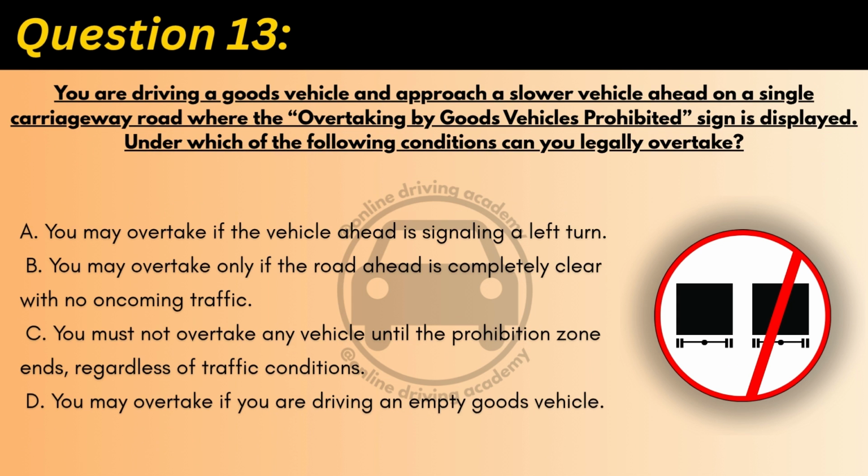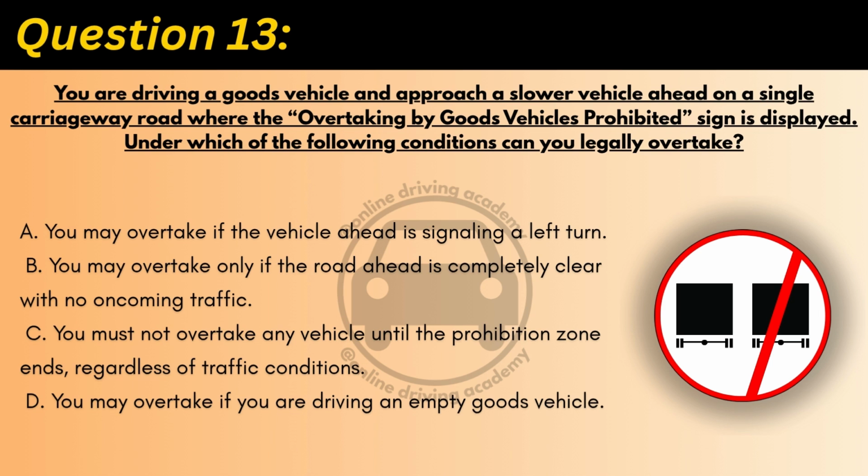You are driving a goods vehicle and approach a slower vehicle ahead on a single carriageway road where the overtaking by goods vehicles prohibited sign is displayed. Under which of the following conditions can you legally overtake? Is it option A? You may overtake if the vehicle ahead is signaling a left turn. Is it option B? You may overtake only if the road ahead is completely clear with no oncoming traffic. Or is it option C? You must not overtake any vehicle until the prohibition zone ends, regardless of traffic conditions. Or is it option D?